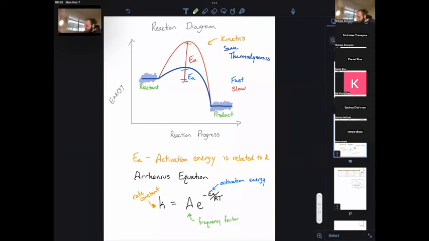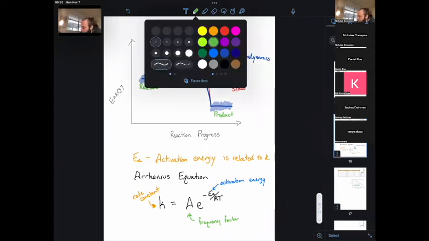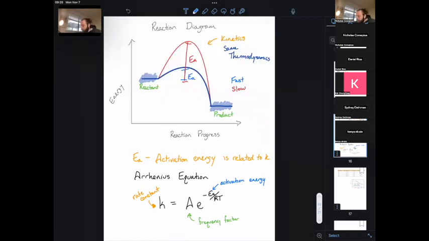This corresponds to how many times your reactants combine and attempt to jump over that energy hump here. We'll talk a little bit more about this frequency factor in a second. We're going to focus on this activation energy. So how can we measure the activation energy for a reaction?